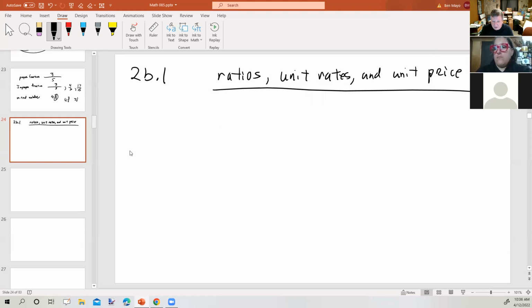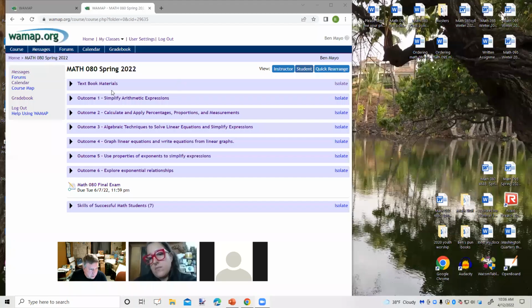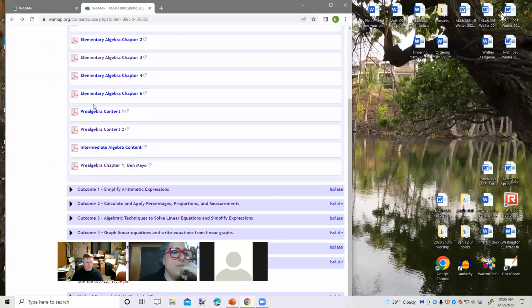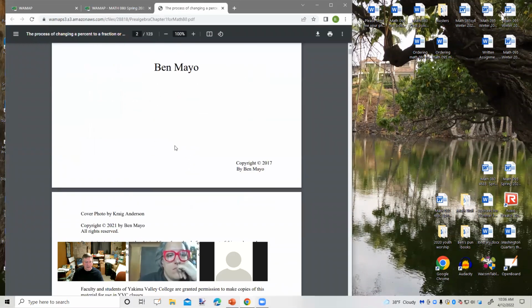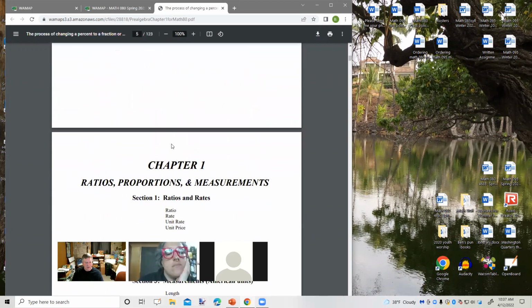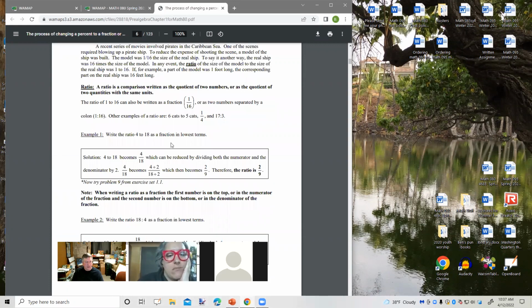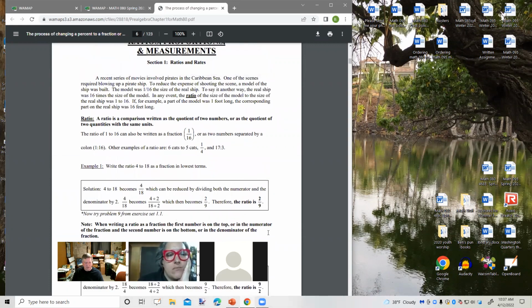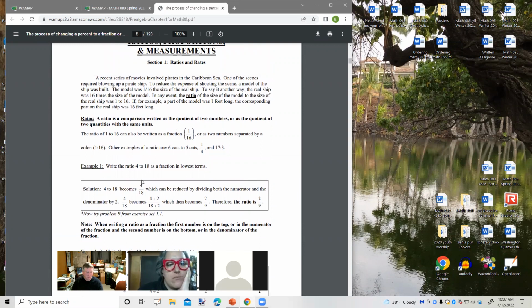Okay, now let's see if I can do this correctly. What I'm going to do first of all is go to WAMAP and take a look under textbook materials. Down here at the bottom it says Pre-Algebra Chapter 1, Ben Mayo. We're going to take a look at some definitions. I'm going to use the stuff from my textbook here. Now, let's take a look here. First of all, we're going to deal with the idea of a ratio.